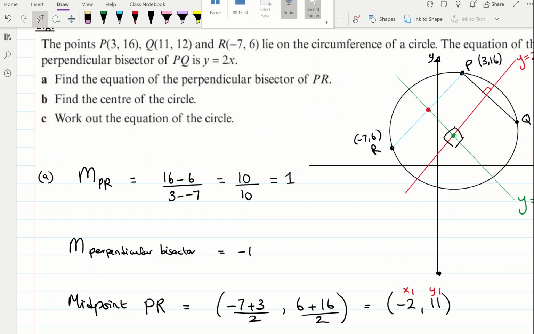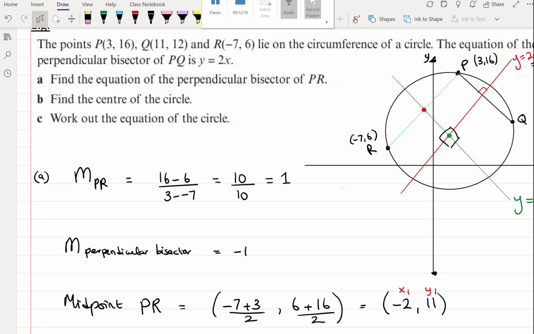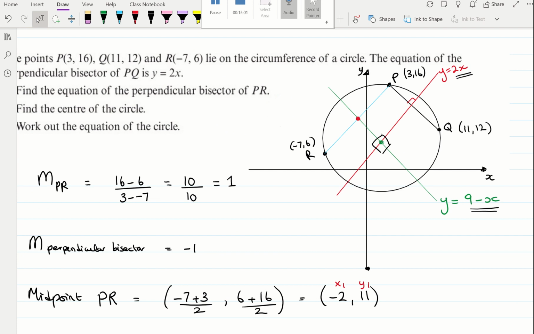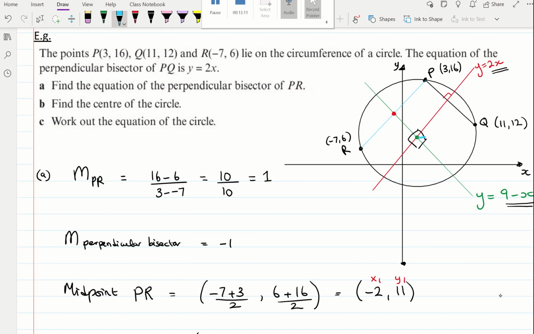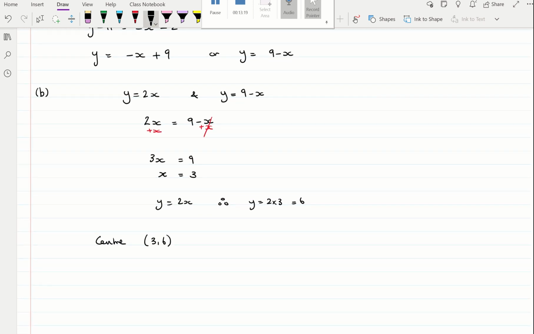And then of course it says work out the equation of the circle. So I've got the center and I need to find the radius. It doesn't matter really, you can go from the center to Q, the center to P, the center to R. I'm just going to go to Q. I'm going to find the radius from the center C to Q, and Q is (11, 12).